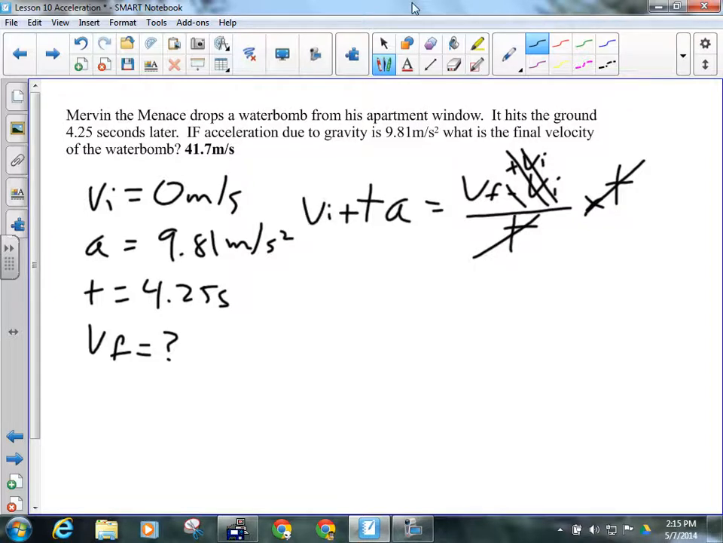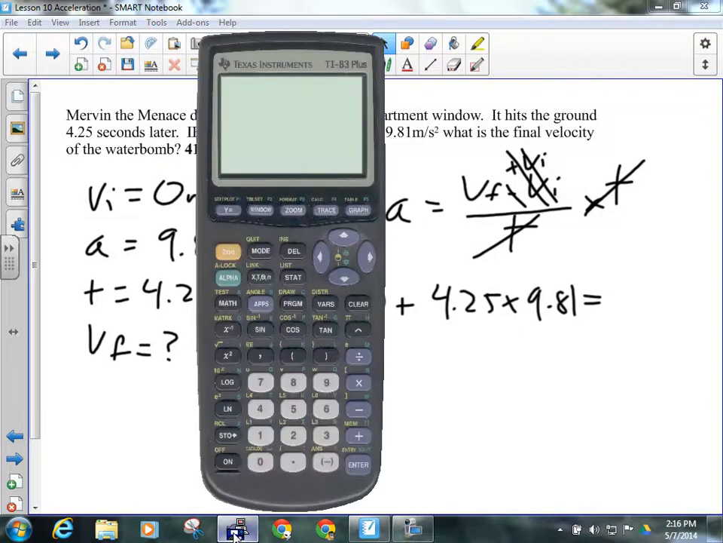Remember, there's only 2 rules for algebra. What you do to one side, you do to the other. If you want to move something, do the opposite. Now we've got our formula, so now I can plug in my numbers. 0 plus 4.25 times 9.81 will give me my final answer. So 4.25 times 9.81. I don't have to put the plus 0 in because it doesn't make any difference.